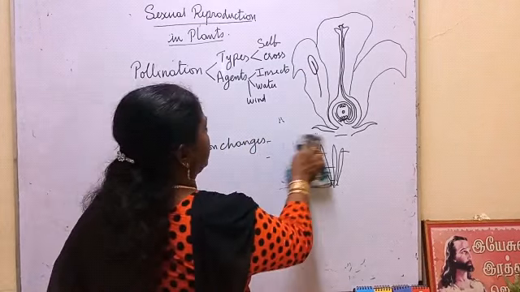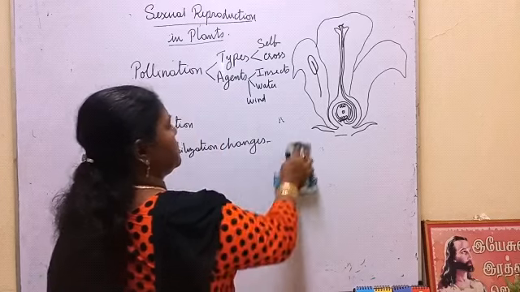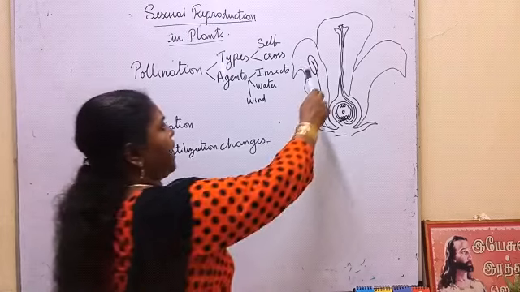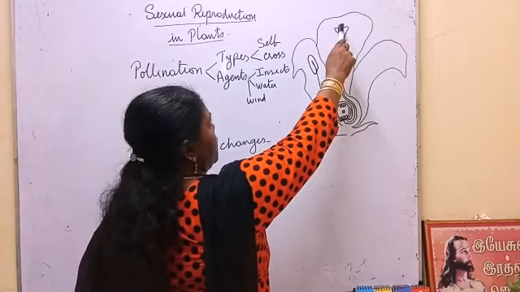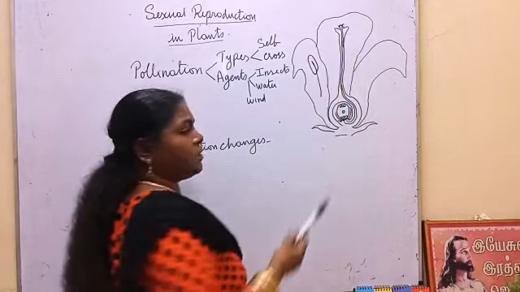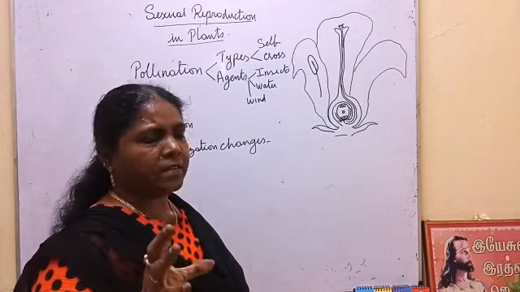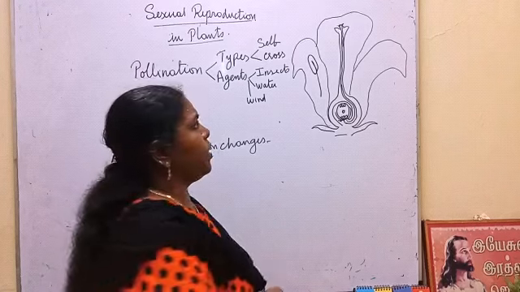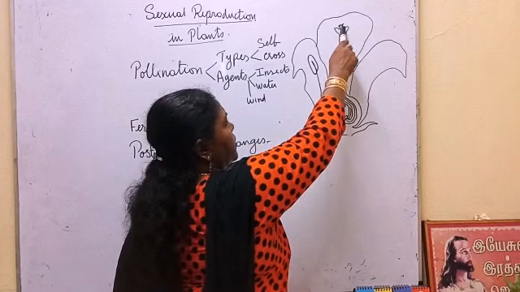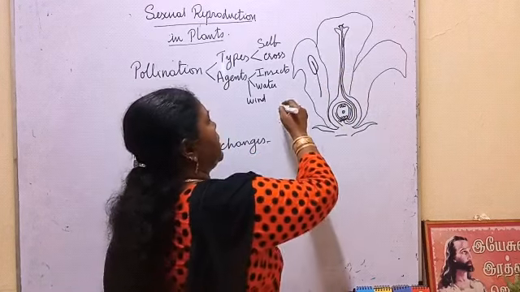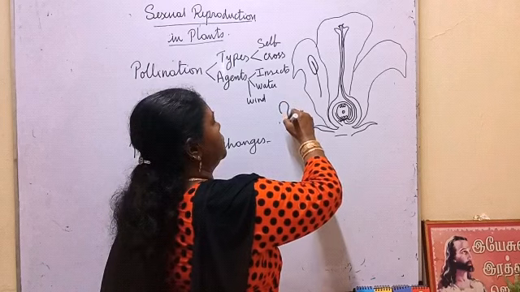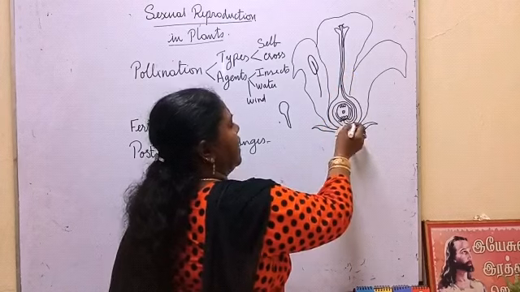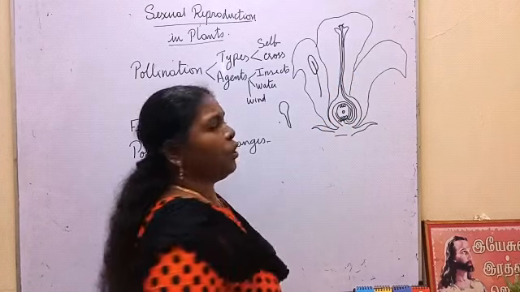Okay, the next event in sexual reproduction is fertilization. When the pollen grain reaches the stigma, the pollen grain germinates. The stigma produces a sweet substance which contains glucose. With the help of that, the pollen grain starts germinating and forms the pollen tube. And the pollen tube penetrates into the style and reaches the ovule.